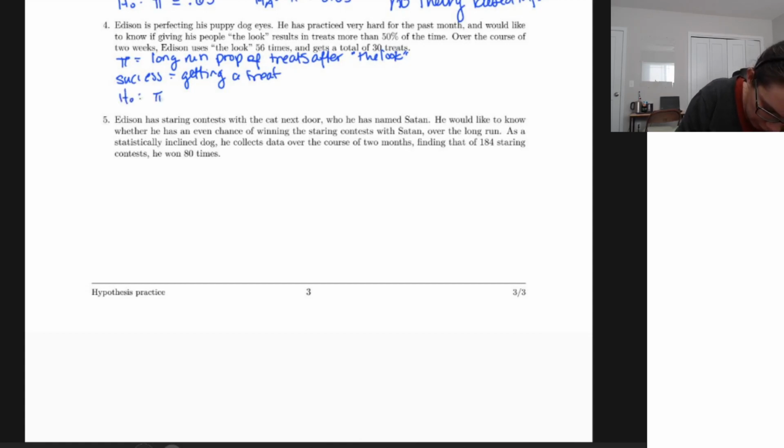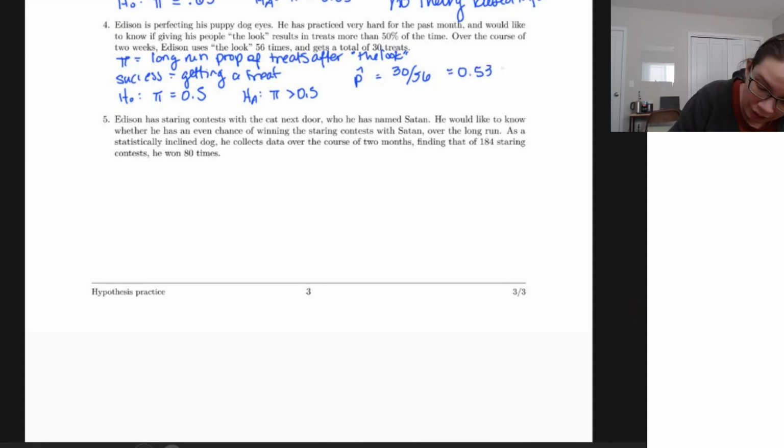H0 is pi equals 0.5. HA is pi is greater than 0.5. P hat is 30 over 56, 0.5357. And we have 30 successes, 26 failures, and n is greater than 20, so yes, can use theory-based inference.